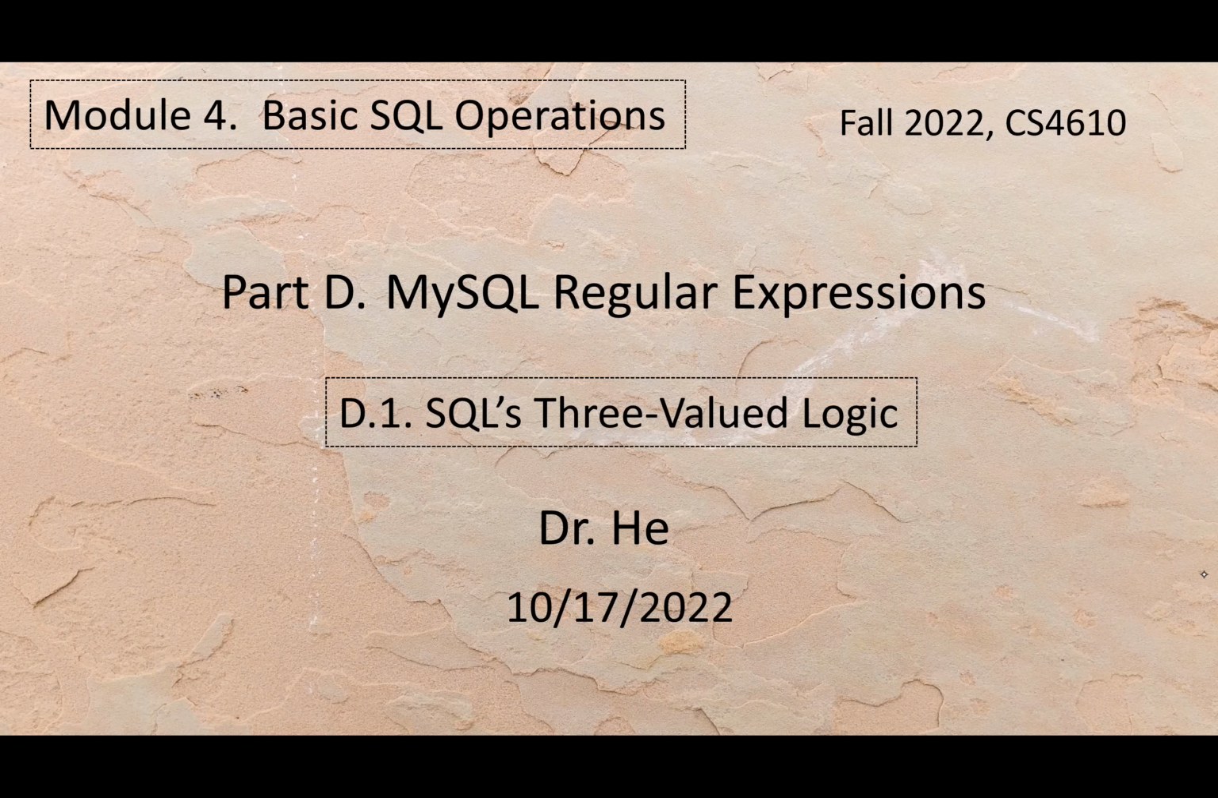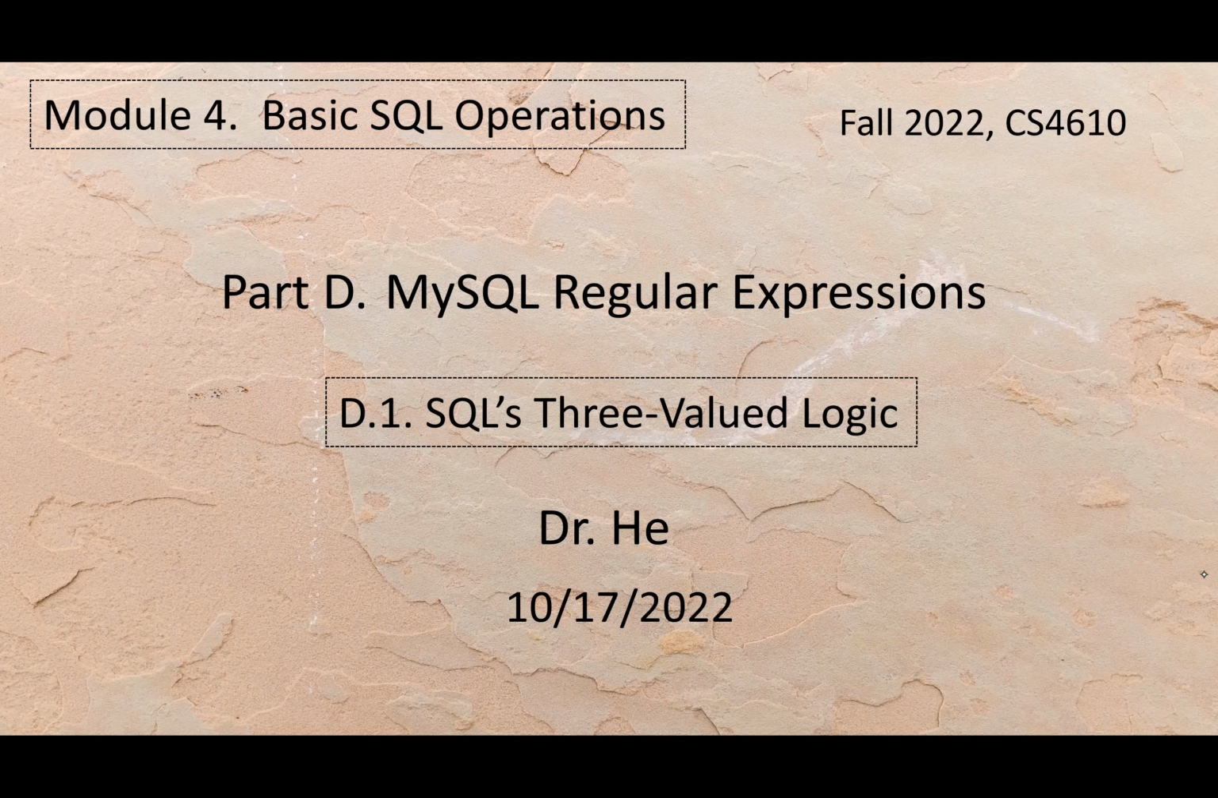The first one, D.1, SQL's 3-value logic. I mentioned that before. At that time, I just talked about the basic 3-value logic, but we need to understand a little more. So here, we will use a few more examples to understand the 3-value logic. True, false, and unknown. Look at those 3 values: true, false, unknown, 3-value logic.